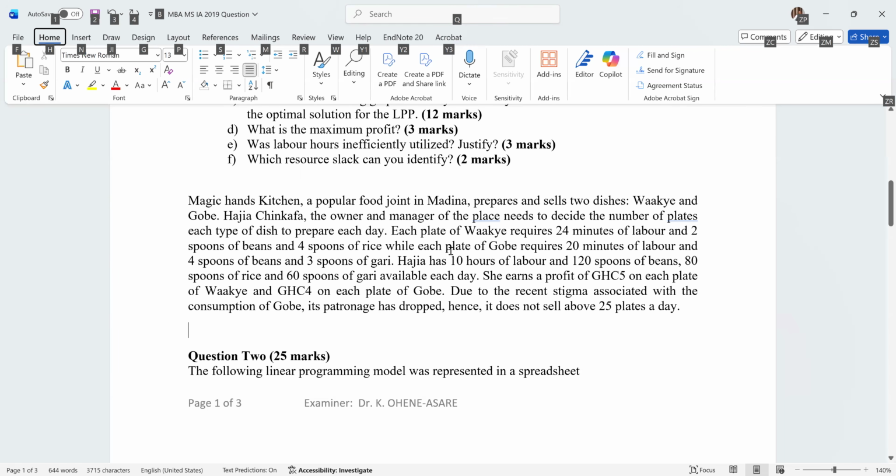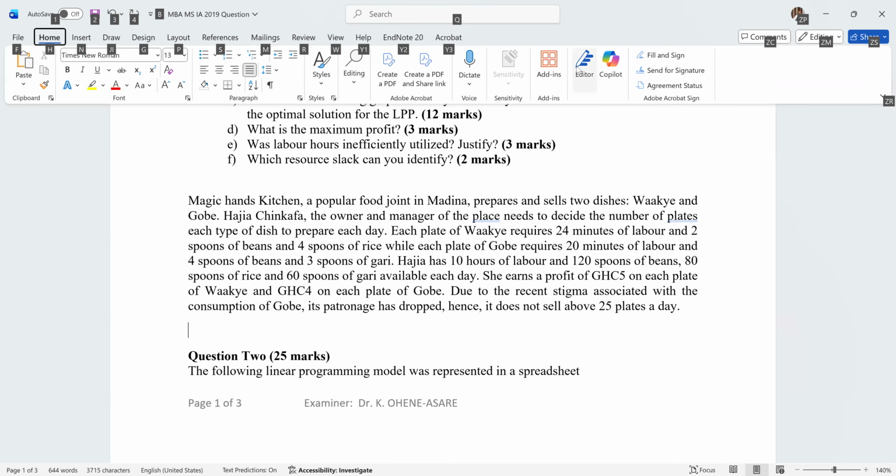While each plate of gobe requires 20 minutes of labor, 4 spoons of beans, and 3 spoons of gari, Hajia has 10 hours of labor, 120 spoons of beans, 8 spoons of rice, 16 spoons of gari available each day. She earns profit of 5 cedis on each plate of wache, 4 cedis on each plate of gobe. Because of the recent stigma associated with consumption of gobe, its patronage has dropped. Hence, it does not sell above 20 plates a day.